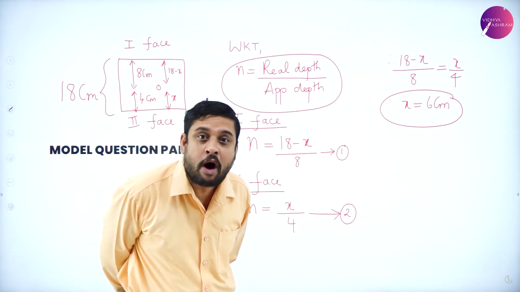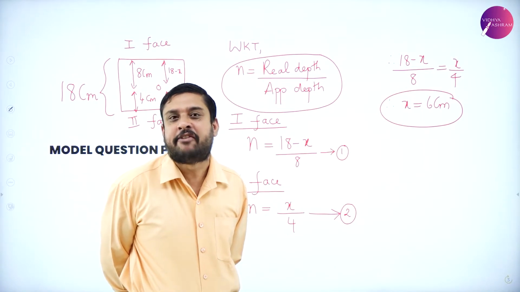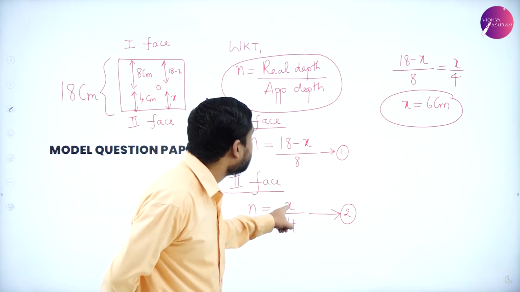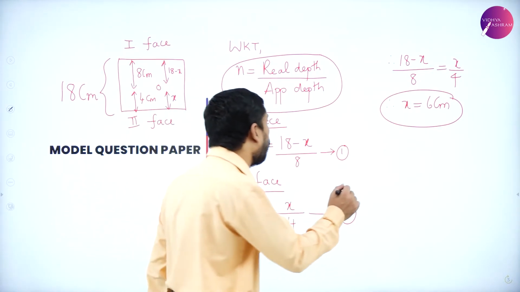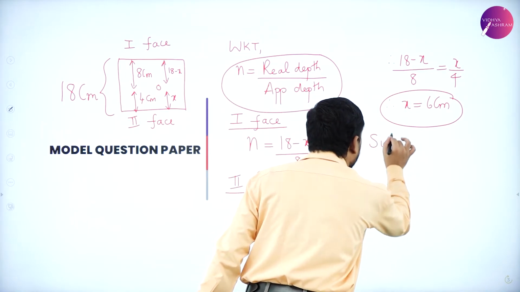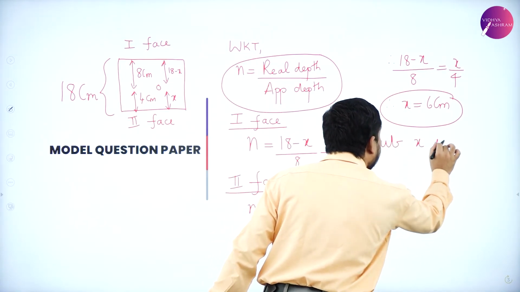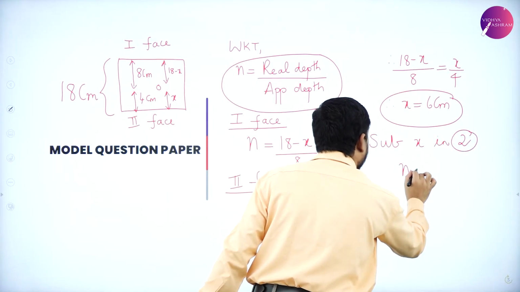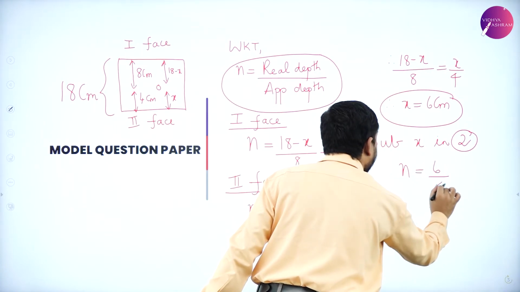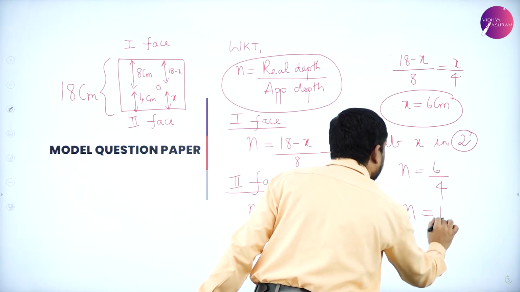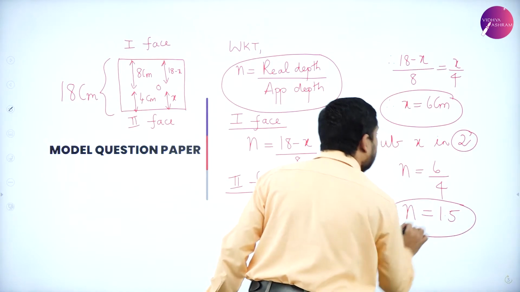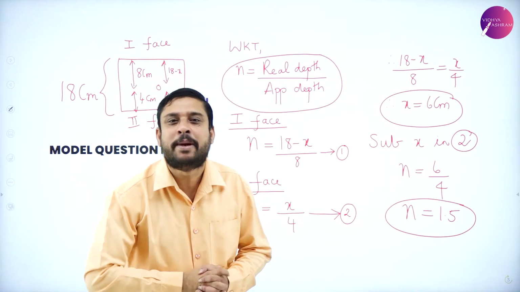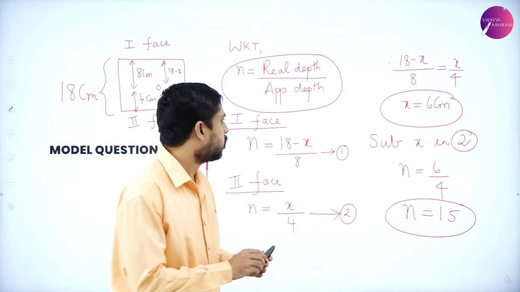Now, I am also asked to calculate the refractive index of the material. Very simple. Substitute x in equation 2. Substituting x in equation 2, n equals 6 by 4 or n equals 1.5. So this is the refractive index of the material. The next one, students.